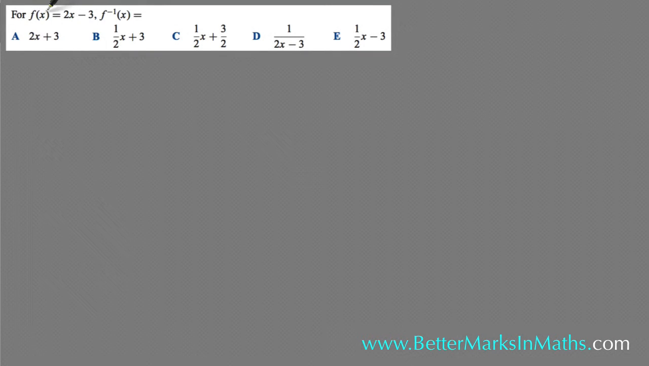In this question, for f of x equal to 2x minus 3, f to the minus 1 of x, the inverse function of f, is equal to what? So you have to find the inverse function, and the rule to find the inverse of any function is just to start by swapping x and y.